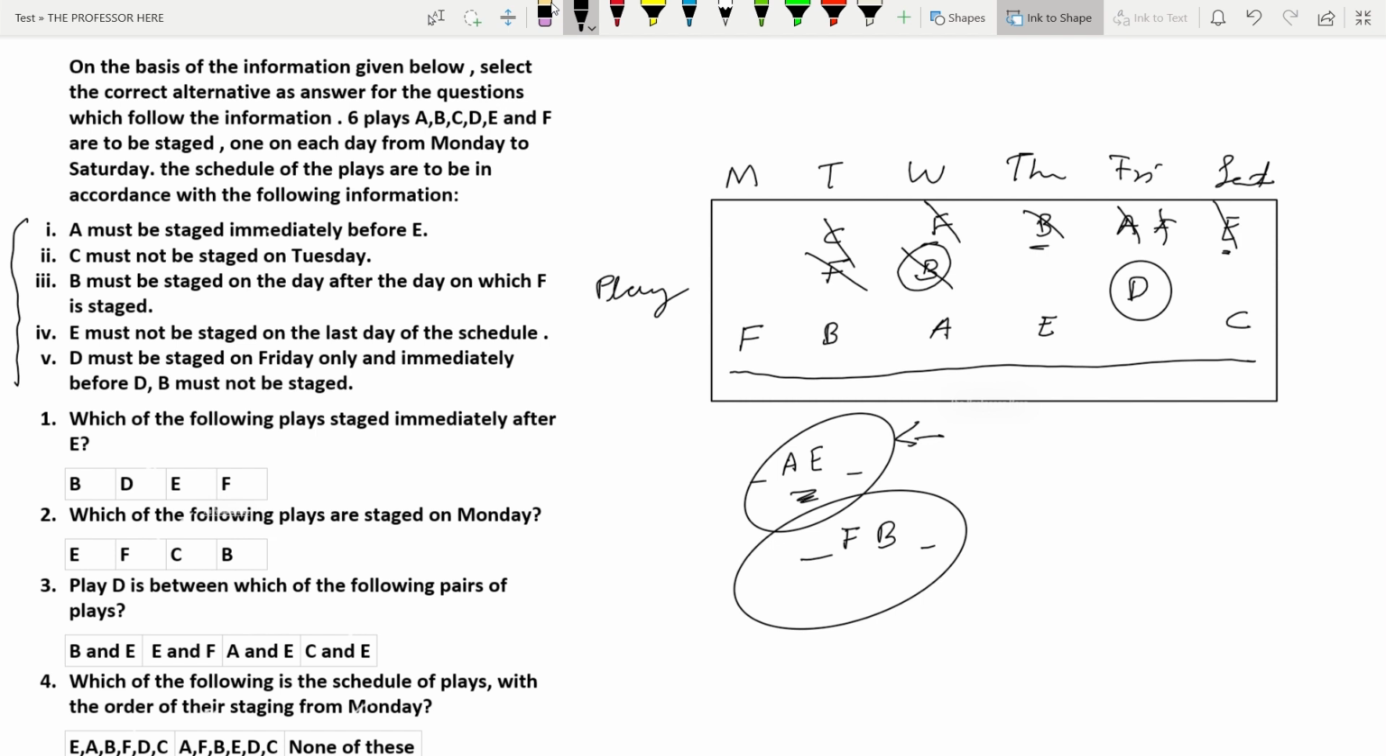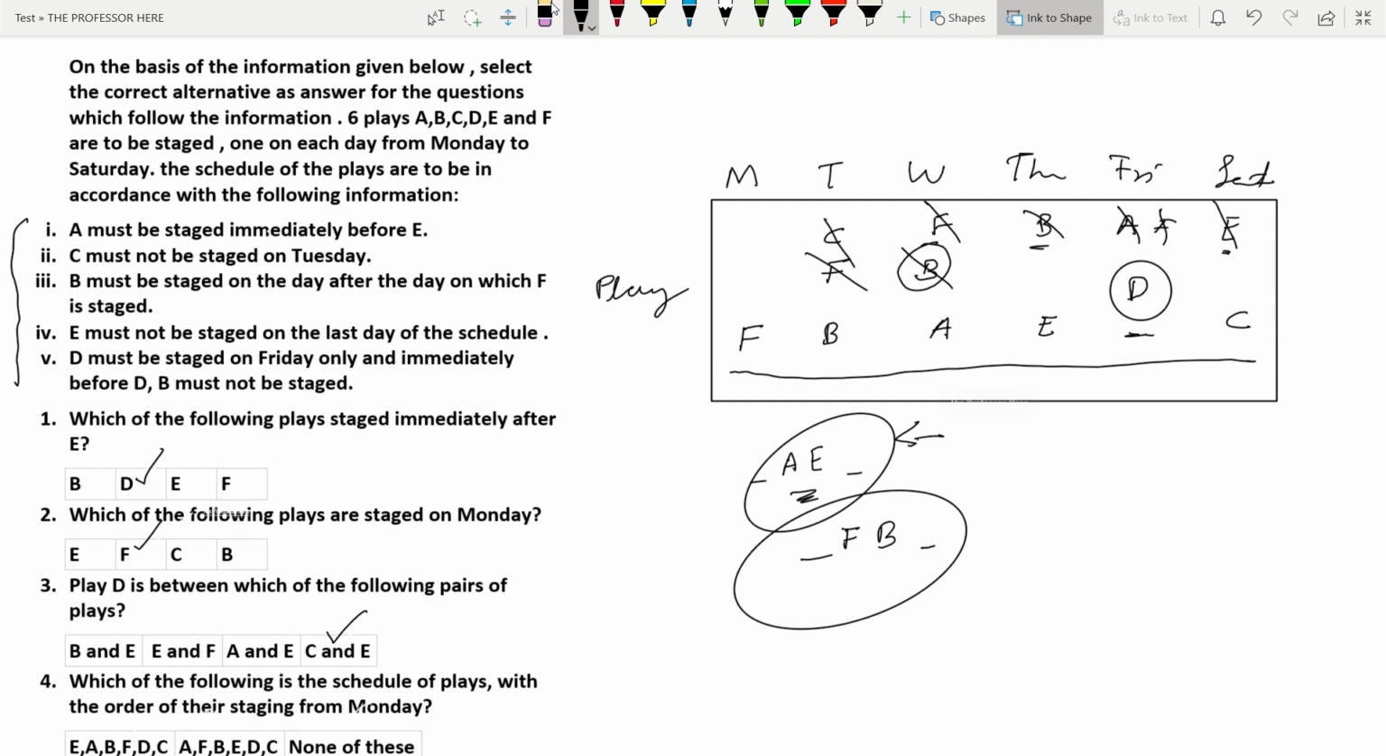Now let's solve the questions. Question number 1, which of the following plays is staged immediately after E? D is the answer. Which of the following plays is staged on Monday? On Monday F was staged. Play F is the answer. Question number 3, play D is between which of the following pairs of plays? It is E and C. C and E is the right answer.